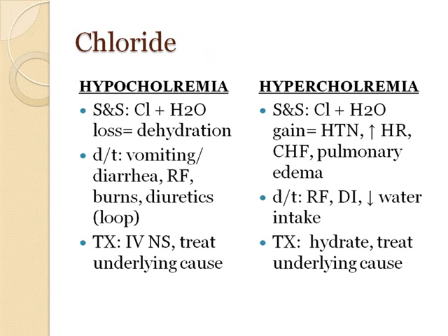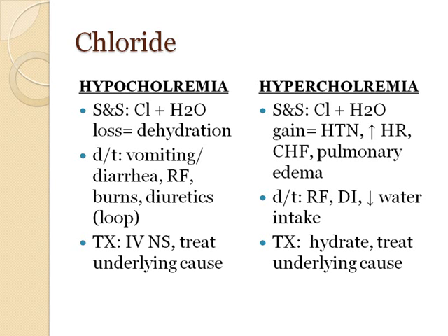If we have hypochloremia, signs and symptoms, if it involves chloride as well as water loss, will include signs of dehydration, most likely related to vomiting or diarrhea. Could be related to renal failure as well, and again with the renal failure we've diluted the chloride, so our levels will be lower. We lose chloride with burns and also with loop diuretic use, and again loop diuretics are your Lasix, your Bumex, and your Demadex.